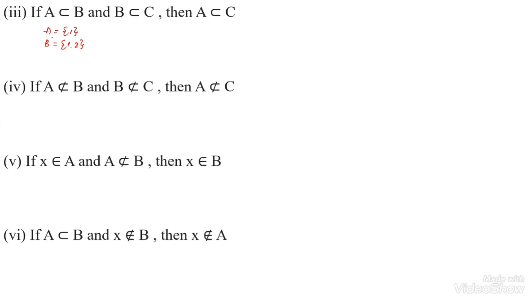Again, B is a subset of C, then C is greater than B. So I will take elements 1, 2, 3. Both statements are true now. After that, A is a subset of C. Yes, because the element 1 is in {1, 2, 3}, because this is the main set and this is the small set.